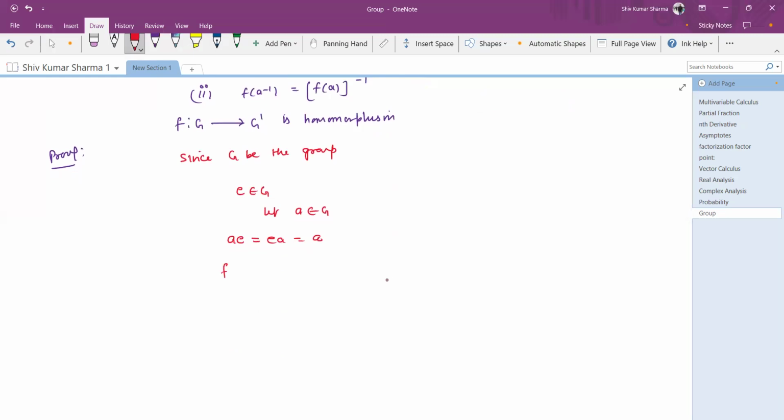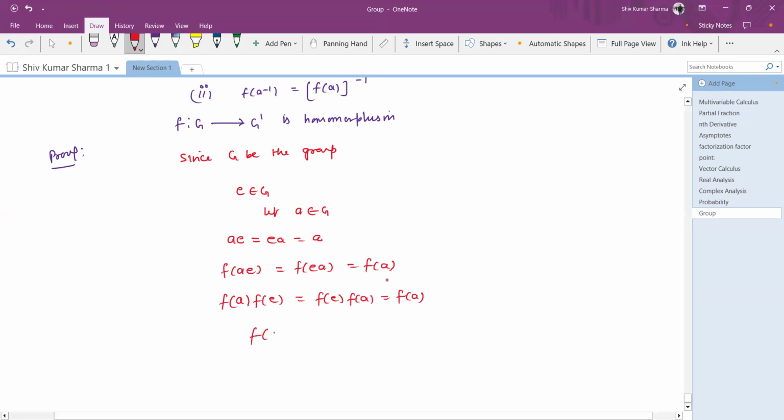So now we operate the function. f of AE equals f of EA equals f of A. By the definition of homomorphism, this can be written as f(A) into f(E) equals f(E) into f(A) equals f(A). So f(A) into f(E) is equal to f(A). E dash is also the identity, so this f(A) can be written as f(A) into E dash, because A into E equals E into A equals A.